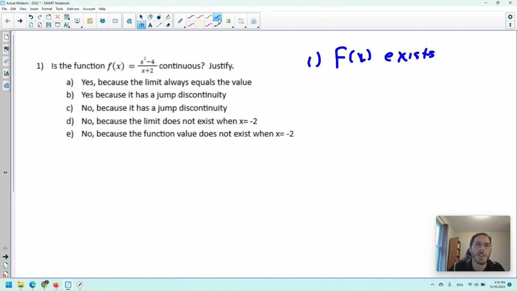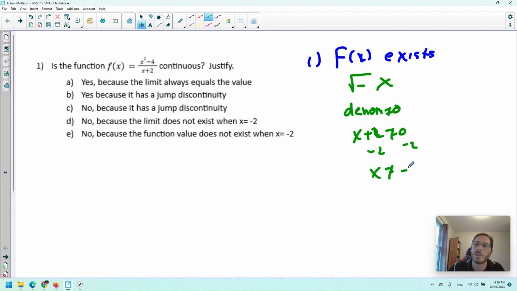So we know that in this function and in all functions, the function doesn't exist if there's negatives inside the square root, or if we make the denominator 0. So in this case, there's no square roots, so no negatives inside the square roots we don't really need to deal with. But the denominator is not allowed to be 0. And we do have a denominator, so we have to make x plus 2 not equal to 0. So here we can subtract 2 from both sides and get x is not allowed to be negative 2. So the function value does not exist when x equals negative 2.